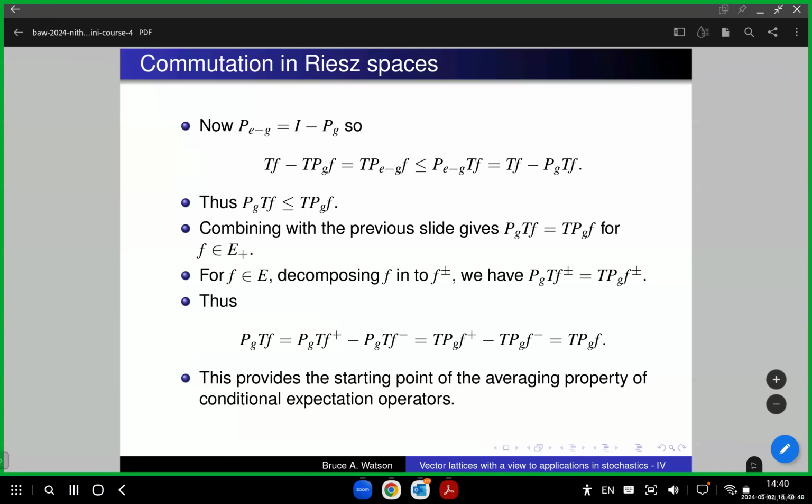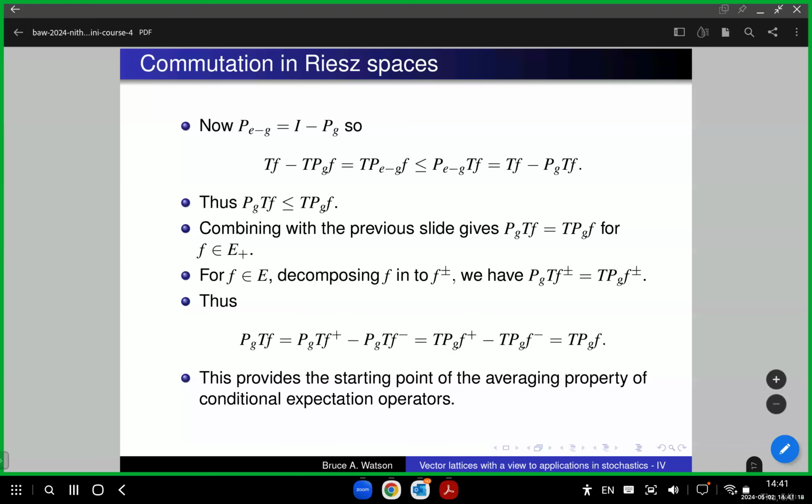We can apply this exactly to E minus G. Remember, it's a component. So that comes in, and we can show that the band projection generated by E minus G is exactly I minus the band projection generated by G. So applying that, we arrive at the opposite inequality. Combining these two, we have that PTF equals TPF, where P is the band projection generated by G. And that's for everything in the positive cone.